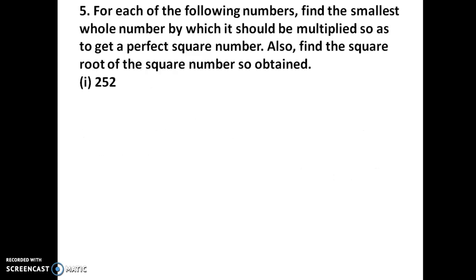Then fifth problem: for each of the following numbers, find the smallest whole number by which it should be multiplied so as to get a perfect square number.